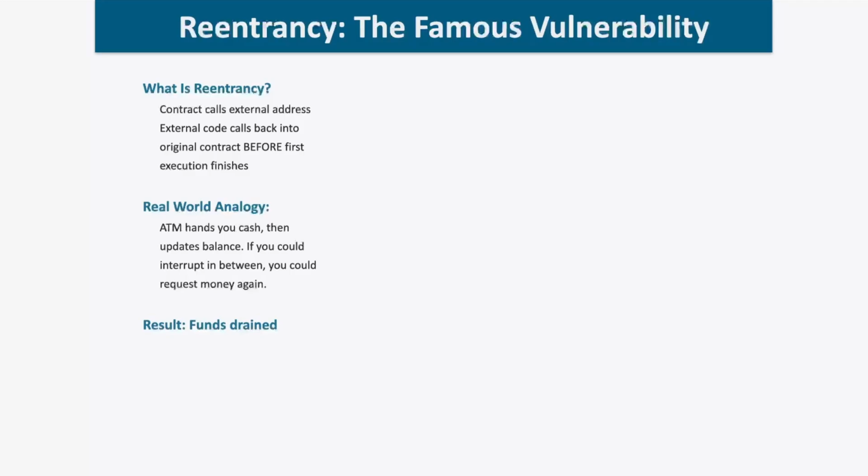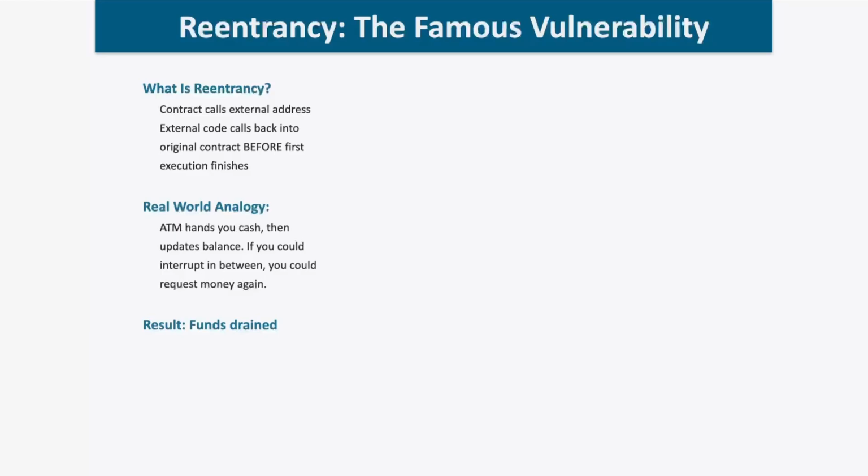Let me introduce the most famous smart contract vulnerability, reentrancy. Imagine you're at an ATM. You request $100. The machine dispenses the cash and hands it to you. Then it updates your balance, deducting the $100. That's the normal flow. Dispense, then update.